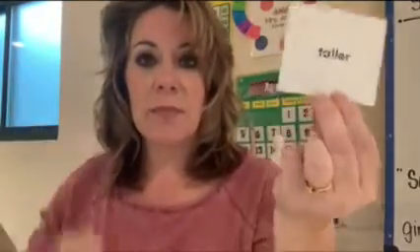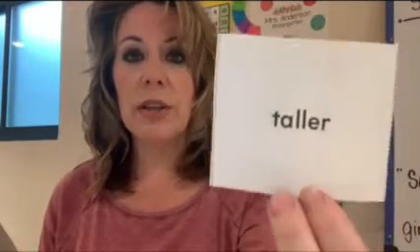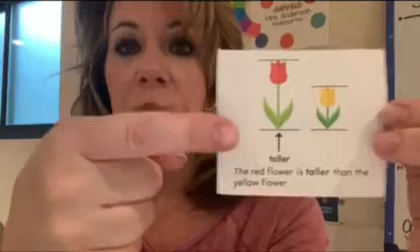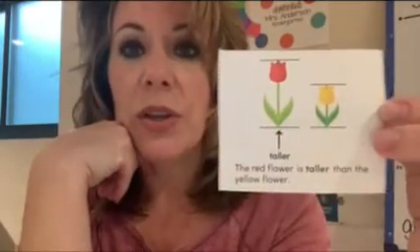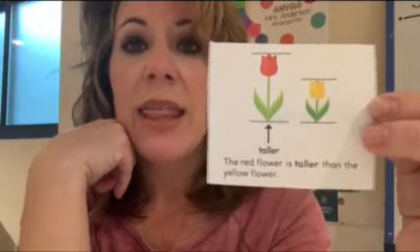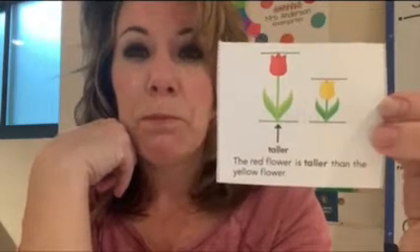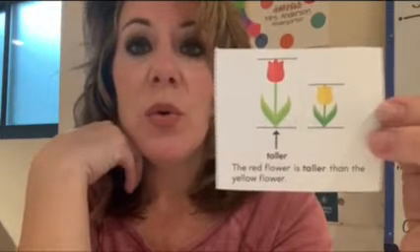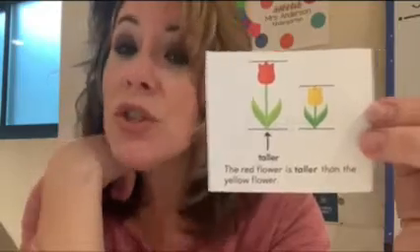We got our final 3 words. Let's start with the word that begins with a t, t, t. Taller. Can you find that? Say it with me. Taller. Good. A moment ago, we talked about the yellow flower being shorter. So the red flower is taller. The red flower is taller than the yellow flower. We can see that, can't we? Who's the tallest in your family? Who's the shortest? Those are math words.